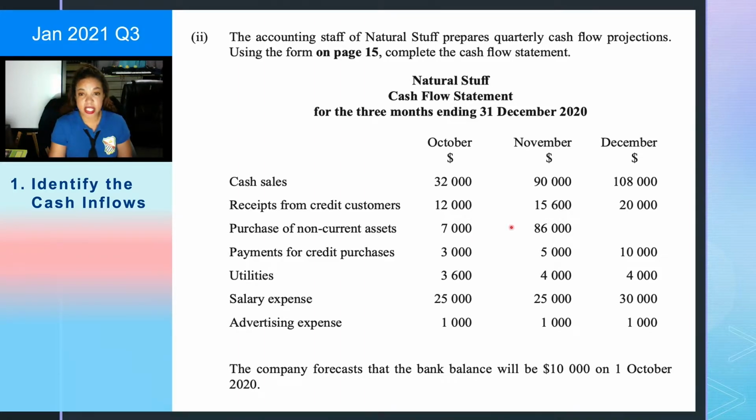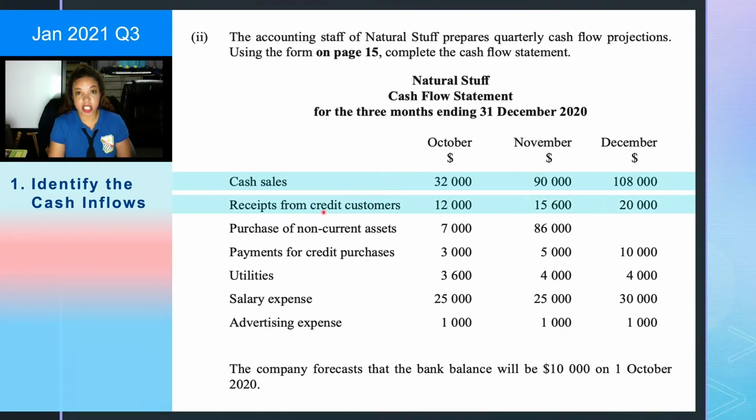So you're just looking at your information and going through it. Cash sales would be a cash inflow. Receipts from credit customers would be a cash inflow or receipt. Purchases are payments, payments, payments. So you have identified your cash inflows.